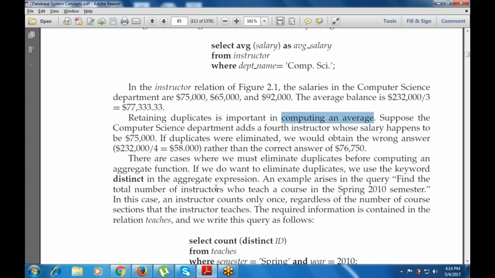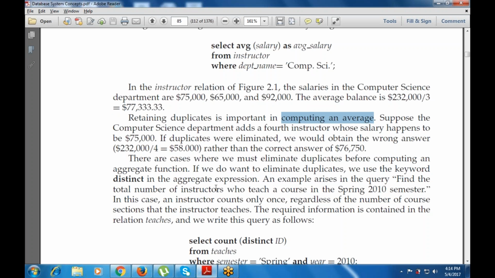So there are multiple cases where we must eliminate the duplicates before computing an aggregate function, because there is no need for the duplicates. If we don't eliminate the duplicates, we use the keyword distinct. We have studied the distinct. Do you remember the distinct?